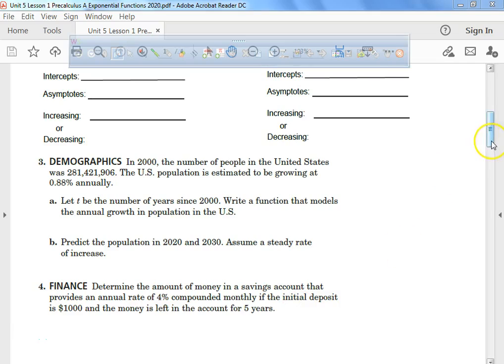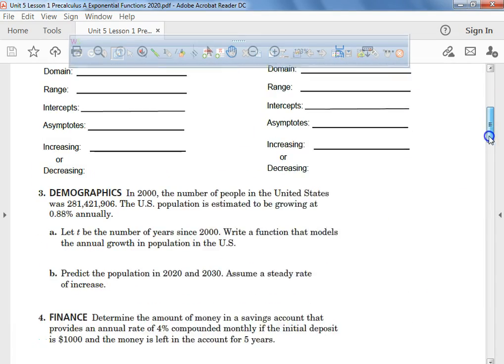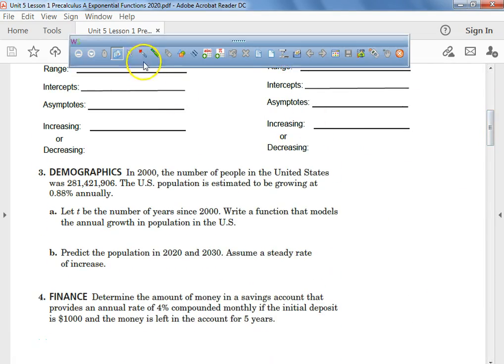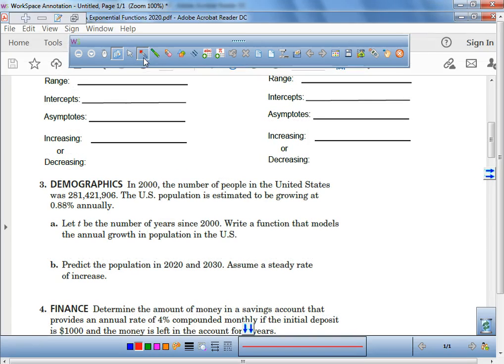All right, today we are continuing on with exponential functions. We're going to go ahead and redo number 4 right here just to make sure everybody understands, because we were doing this pretty quickly yesterday towards the end of class.